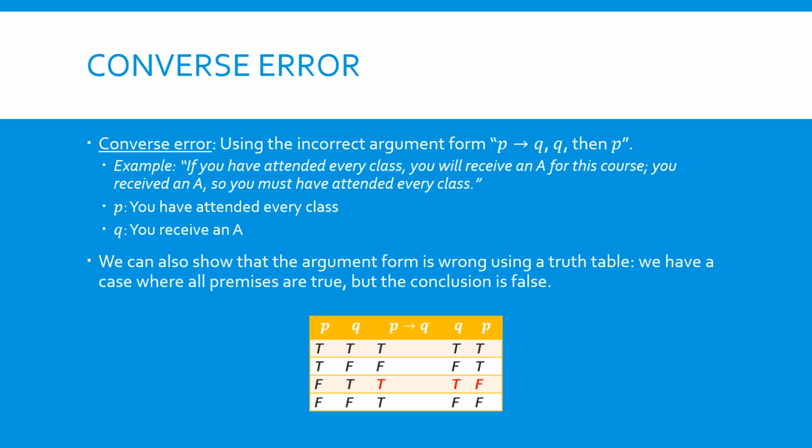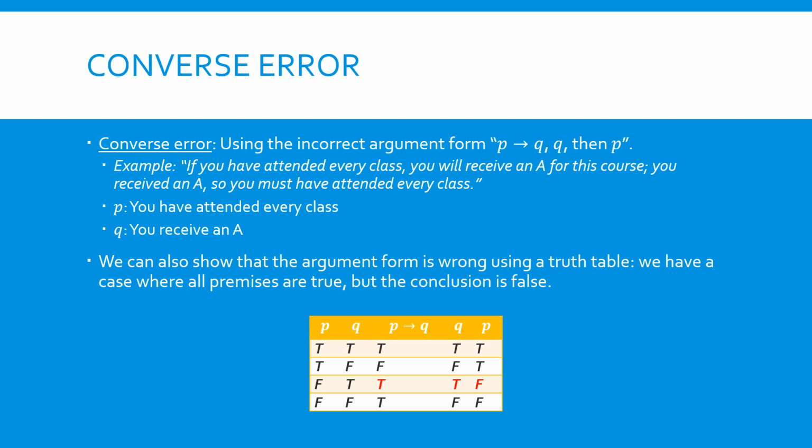For example, one may say, if you have attended every class, you will receive an A for this course. You receive an A, so you must have attended every class. The conclusion, you must have attended every class, is wrong. The conditional statement, if you have attended every class, you will receive an A, does not rule out the possibility that some students can receive an A without attending every class.